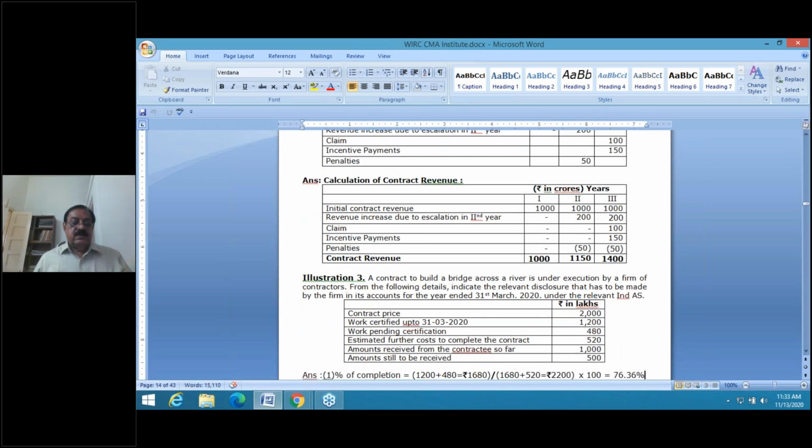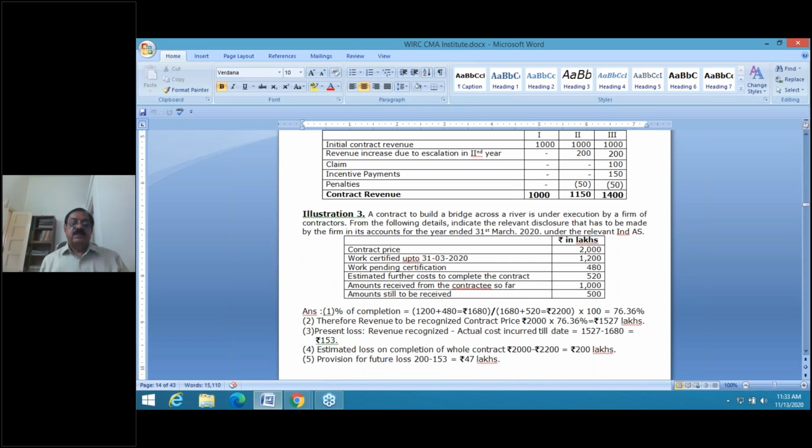Then I'm taking one more question. As I said, if there is a loss, actual loss, it will be transferred to P&L. But if there is future loss on completion, again conservatism comes. Whenever you have to book the revenue, conservatism comes. Book your future losses but not the revenues, not the profits. So if on completion of the contract there will be further loss, that loss will also have to be provided in the current year. And this you are learning in contract costing.